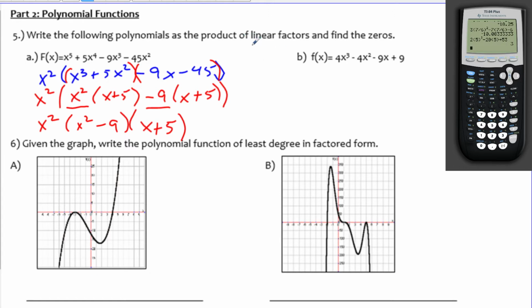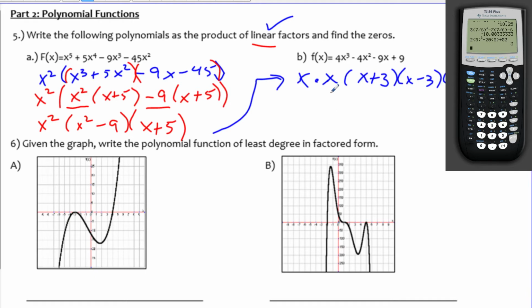But this says linear factors. Linear factors means I can't have squareds, right? And so I'm going to actually break up this x squared minus 9 again. This does continue to factor. So I'm going to say x times x, that's x squared right here. X squared minus 9 is x plus 3 and x minus 3. And x plus 5, right? So as a product of linear factors, there's no more squareds in my problem. I broke up everything as much as I can. This would be the answer to the first part, product of linear factors.